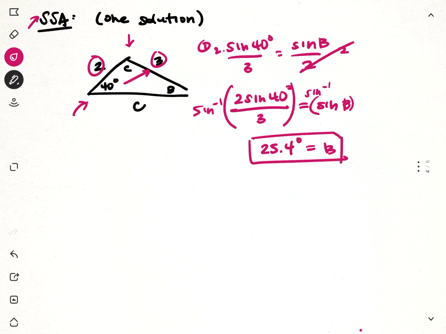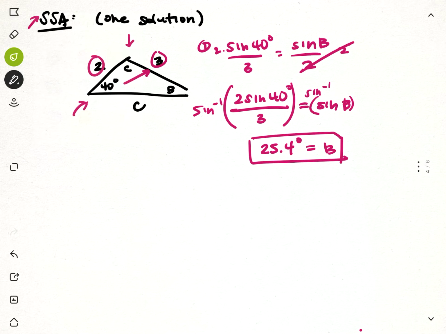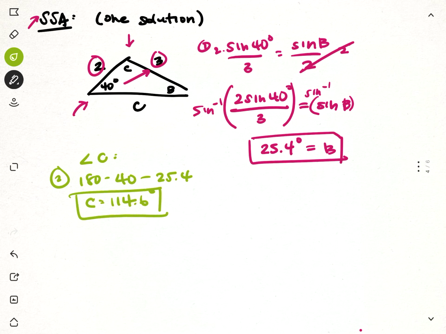Right, so we solved it a little bit differently because now we're trying to find an angle. We're not given two angles. At this point, we should probably find the third angle, angle C. We already know one of the angles is 40. We know the other angle now is 25.4. So C is going to be equal to 180 minus 40, which is 140, minus 25.4 is 114.6. Okay, so we got our last angle.